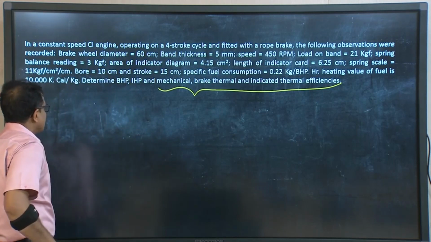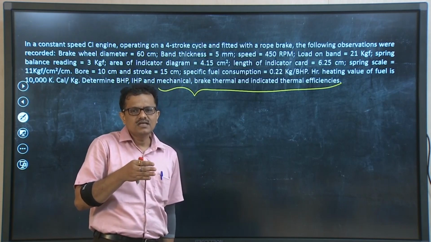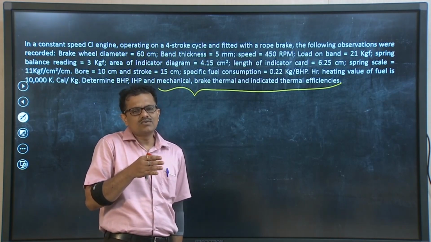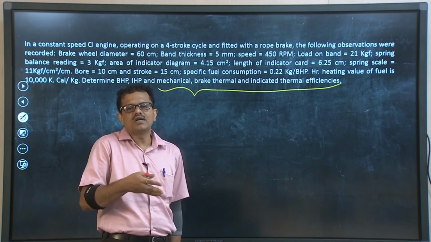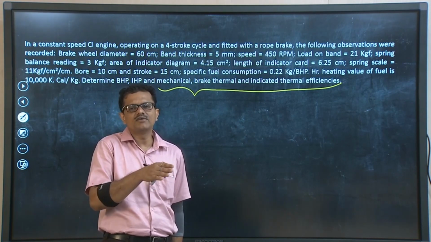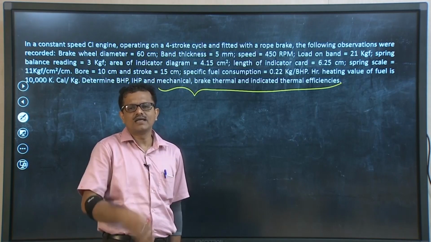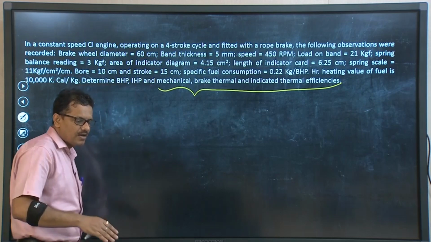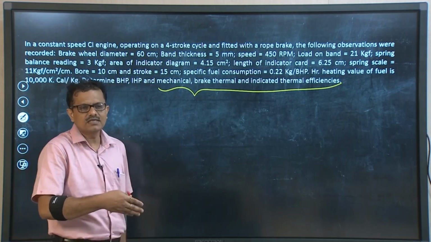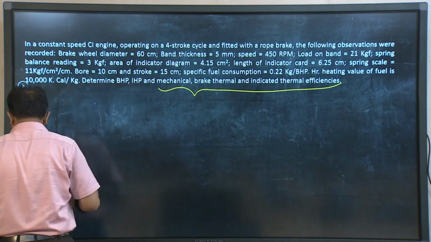And mechanical efficiency: as I said, the work which is available at the shaft is not equal to the indicated power, because there are several losses to overcome the friction between the mating components. That is why mechanical efficiency is coming into the picture. I am telling once again, we shall be discussing all these efficiencies in one of the next classes. So, we can solve this problem.